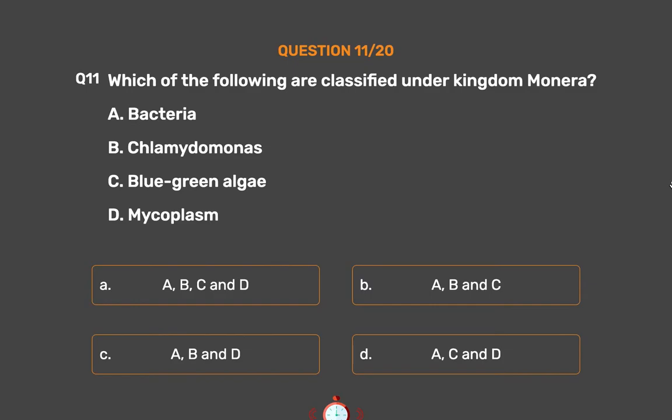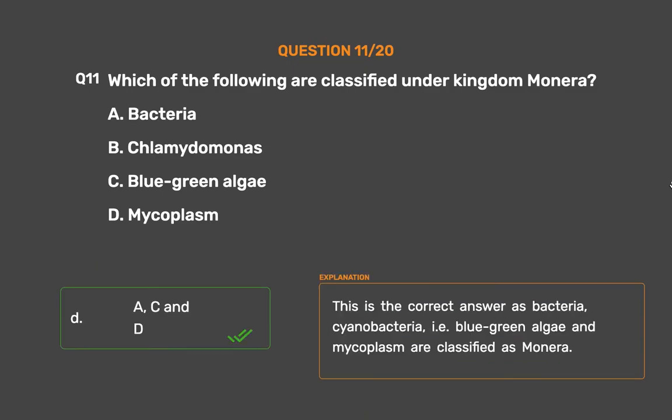The correct answer is Option D. A, C and D. This is the correct answer, as bacteria, cyanobacteria, i.e. blue-green algae, and mycoplasma are classified as Monera.